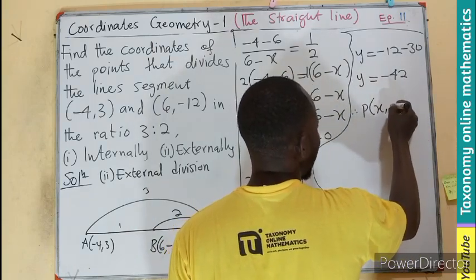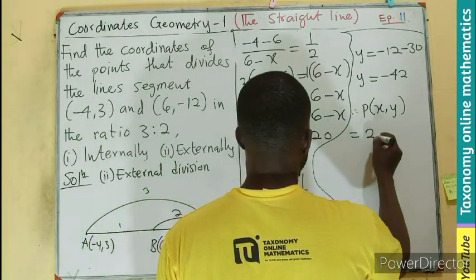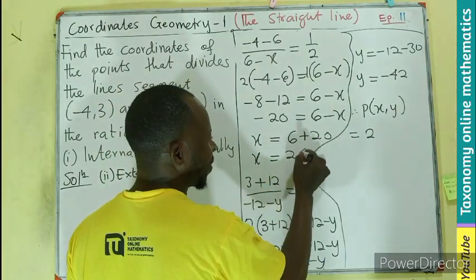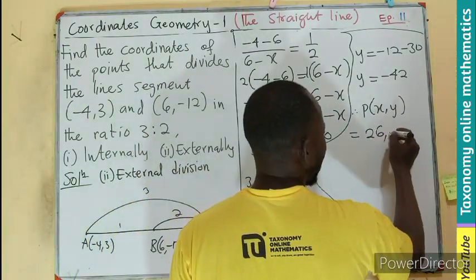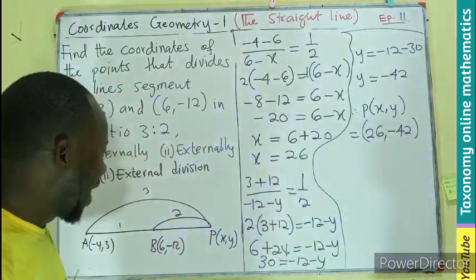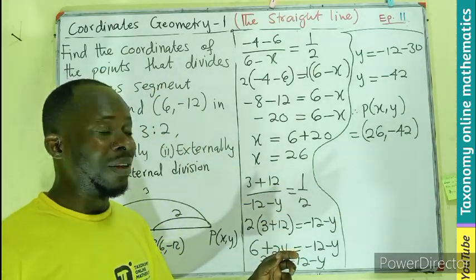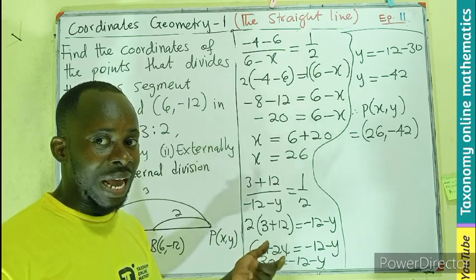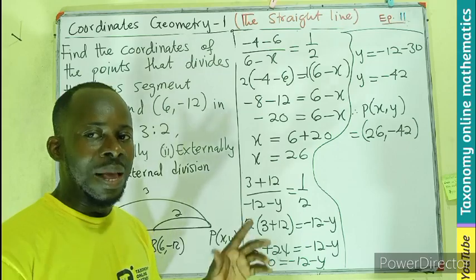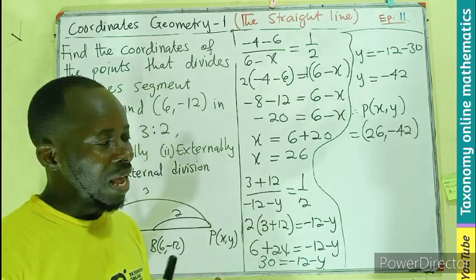So the point on the x-axis will be 20. Or I think 20 plus 6 will be 26. So we have 26 and negative 42. So the point we are looking for, the external division, will be 20, minus 42. Don't forget episode 10. This was the answer we had using the formula we derived in episode 10. Check them out from the beginning to be on the same page with us as we go along.